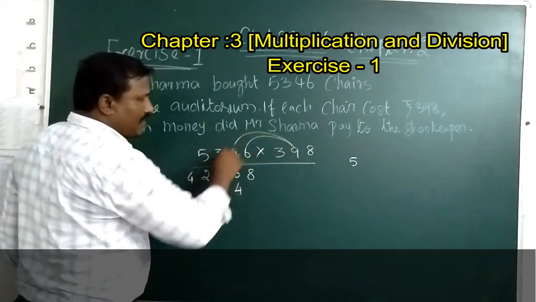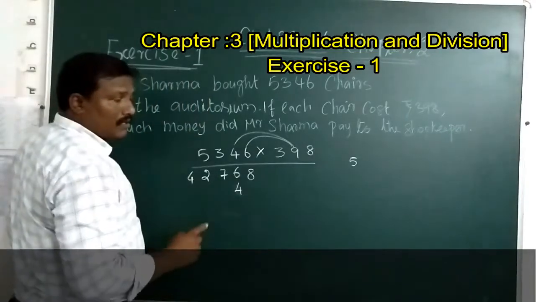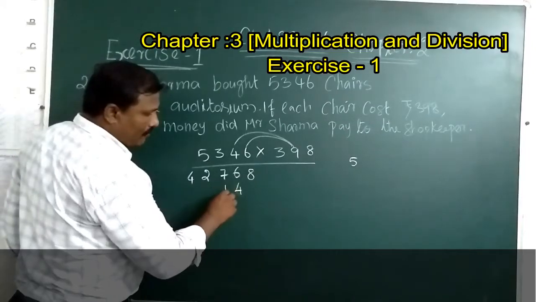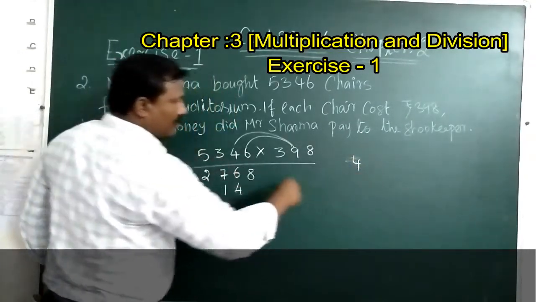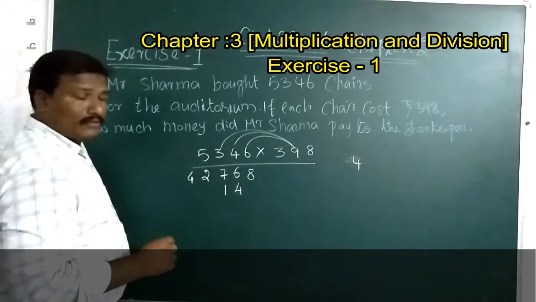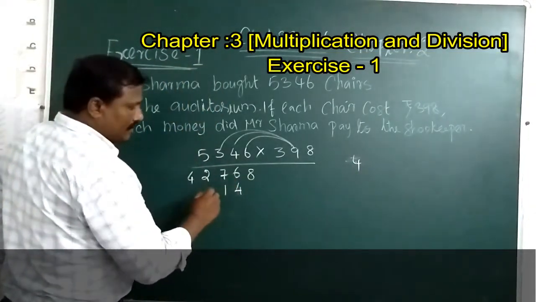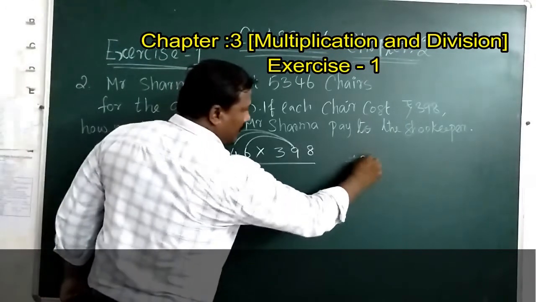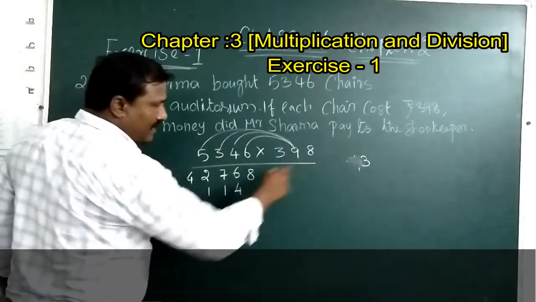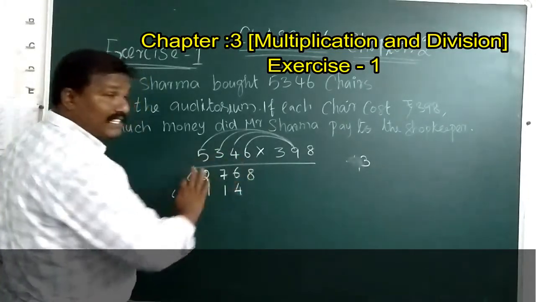Now we multiply 9 into 4. 9 4s are 36. 36 plus 5 is 41. So 1 here, remainder 4. Now multiply 9 into 3. 9 3s are 27. 27 plus 4 is 31. 1 here, 3 remainder. Then 9 into 5. 9 5s are 45 plus 3, 48. 8 here, 4 outside. Now the second number is over.